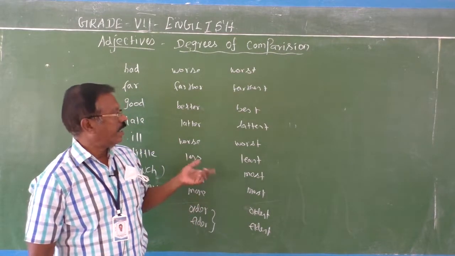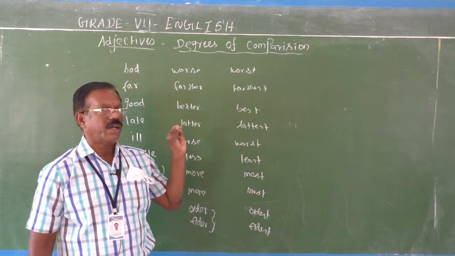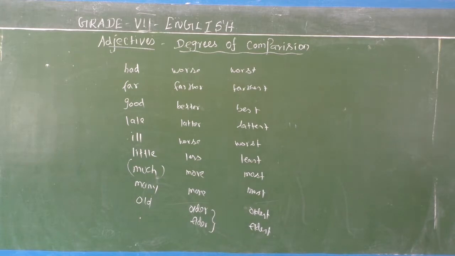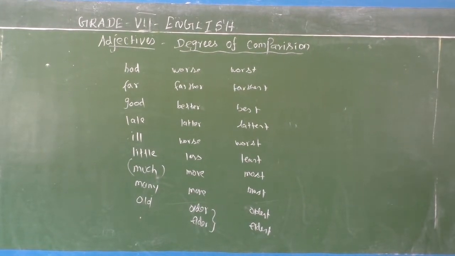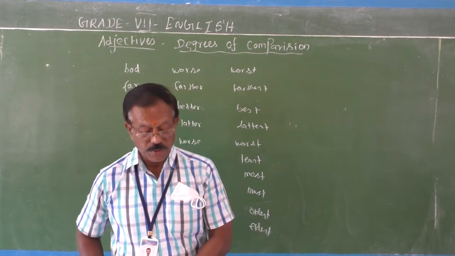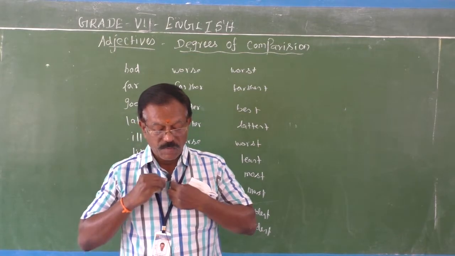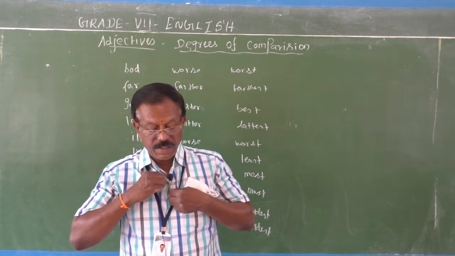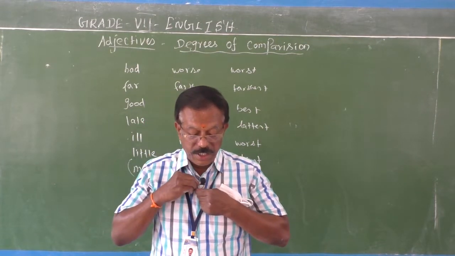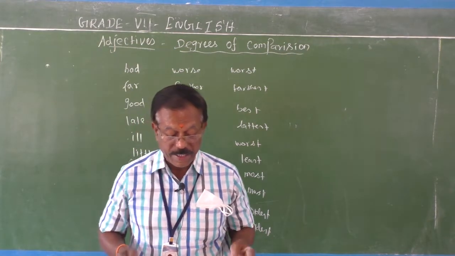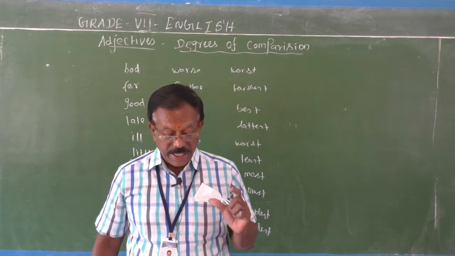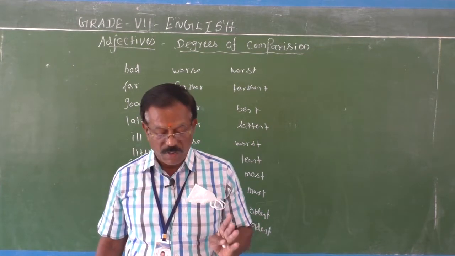Okay, children. Now let me give you the assignment and homework related to this chapter. Let me continue. See, in your textbook, turn to page number 24. There you can see a column, Watch Out. What they have given is where you have to avoid double comparison. He is more better than you. That's wrong. He is better than you, not more better than you. In this way, they have given a list of some adjectives. So you have to avoid all such things.